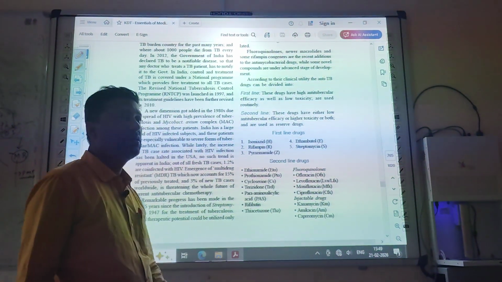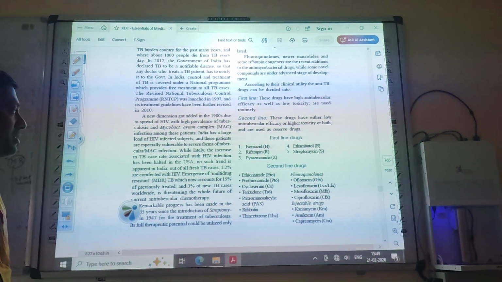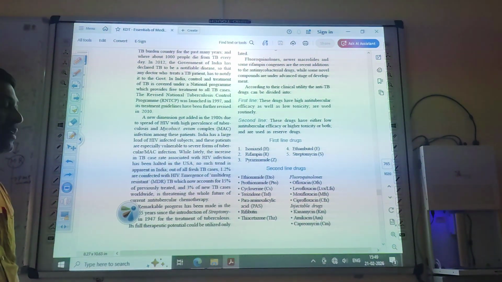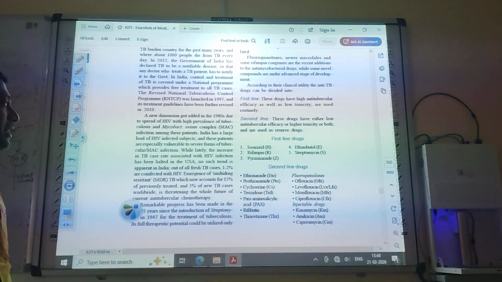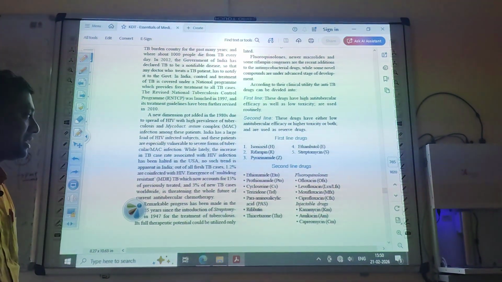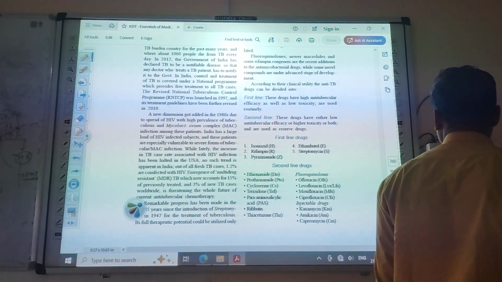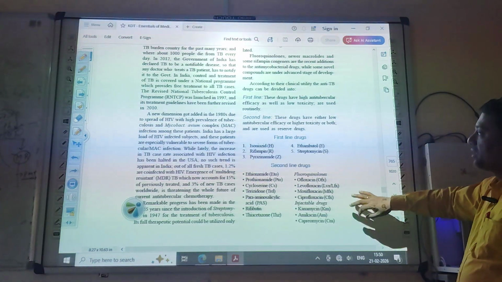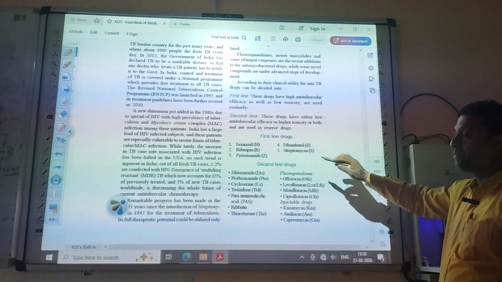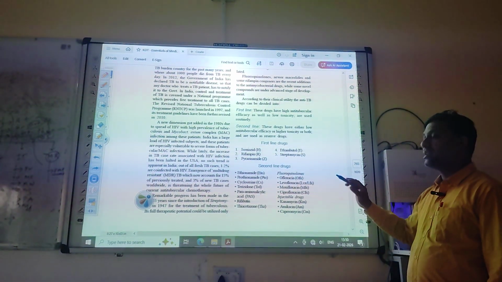Then fluoroquinolones: among the fluoroquinolones, ofloxacin, levofloxacin, moxifloxacin, ciprofloxacin, all these are fluoroquinolones. They are also included in second line anti-tubercular drugs. And injectable drugs are kanamycin, amikacin, capreomycin. All these are included in second line anti-tubercular drugs. The first line drugs are more beneficial than second line. If any difficulties or problems are faced with first line drugs, then we select the second line drugs.